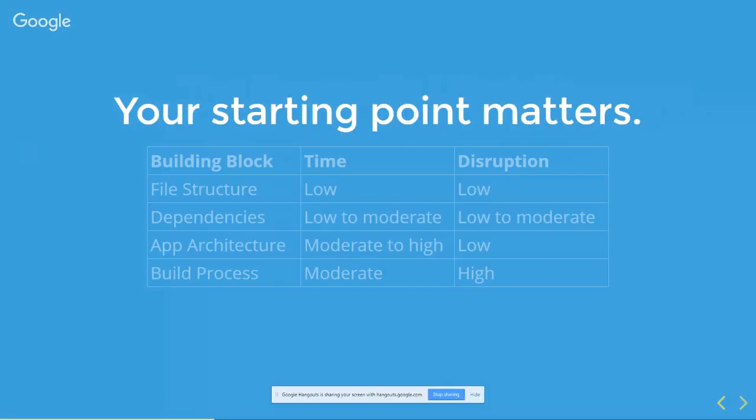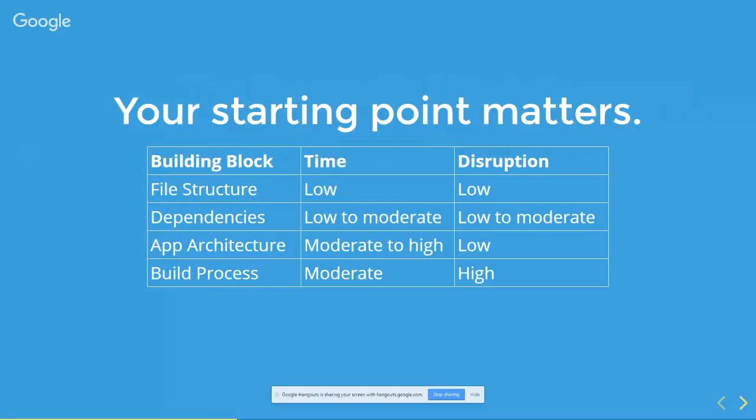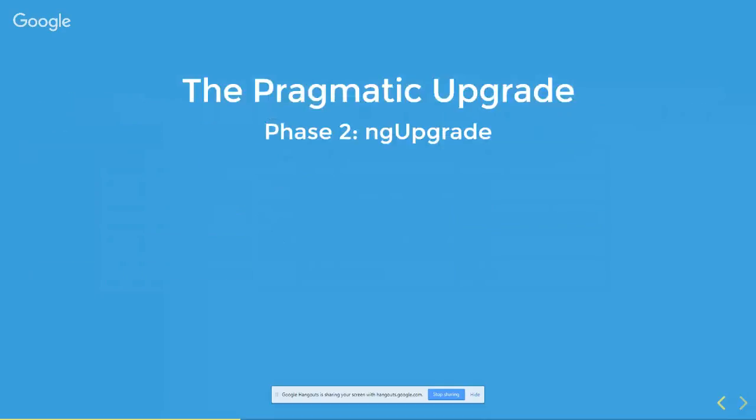But in my experience, I made this little chart of the time and disruption that it takes for these four building blocks, where the file structure doesn't take much, the dependencies don't take much, the architecture takes some time, but you can do it really slowly if you need to. And then the build process is the big, horrible thing that you have to just do with TypeScript or Webpack or the CLI or whatever you choose. But after that, the complexity drops dramatically, and ngUpgrade is actually not that complicated.